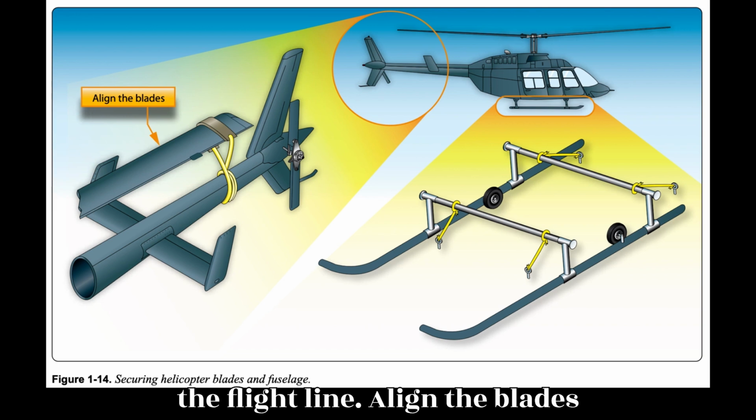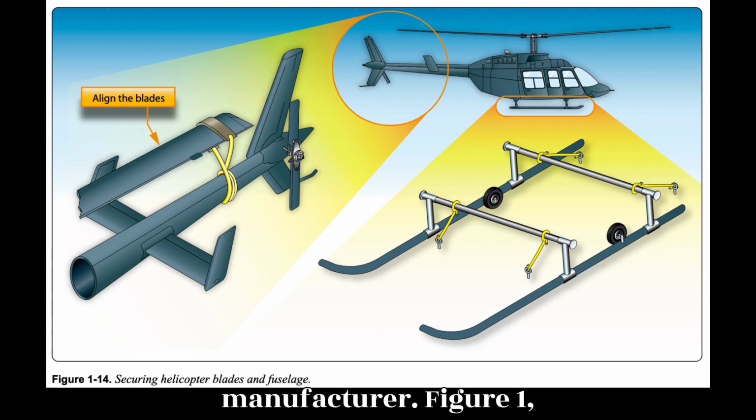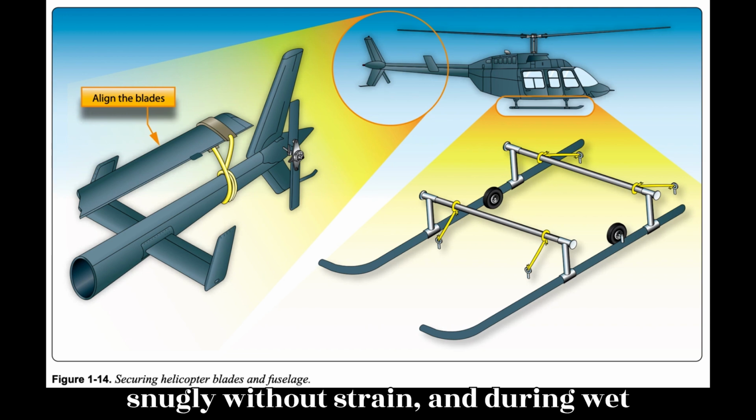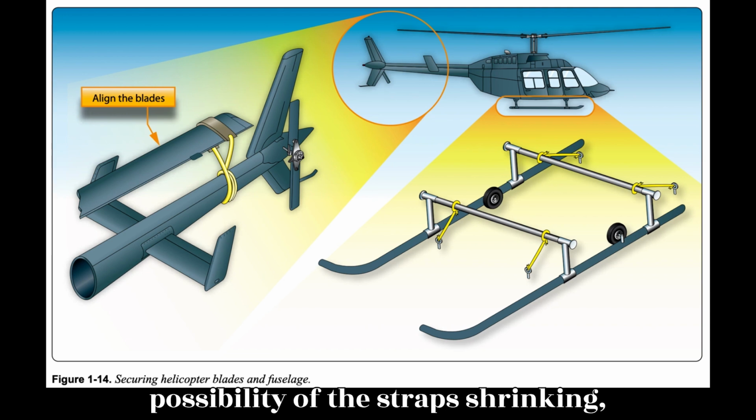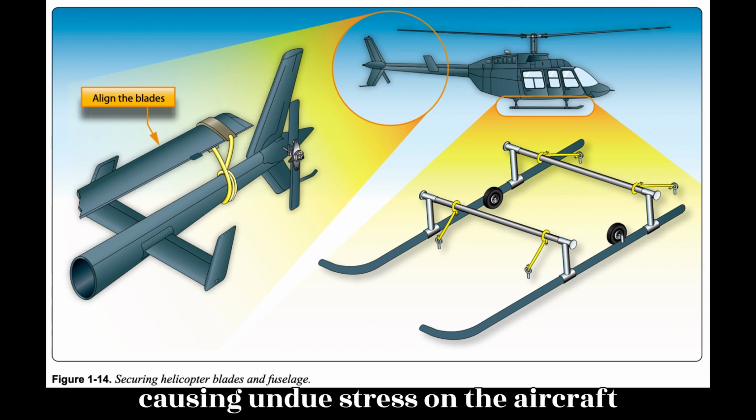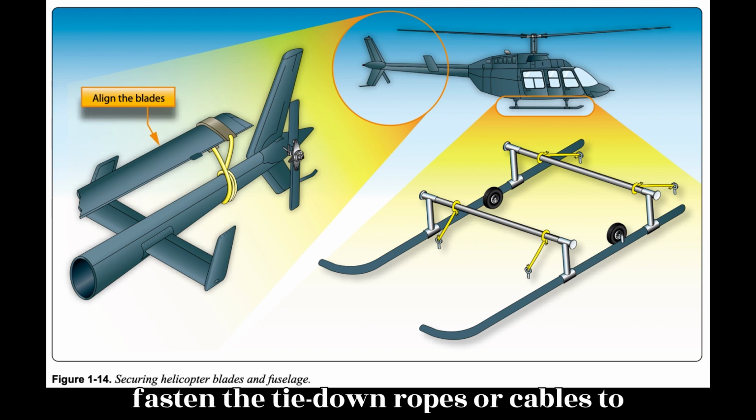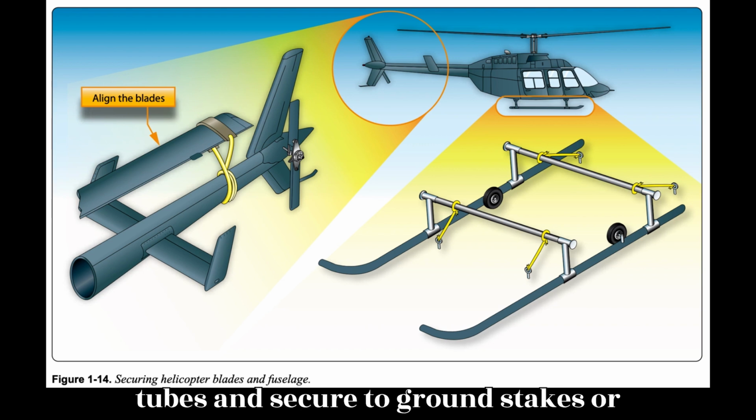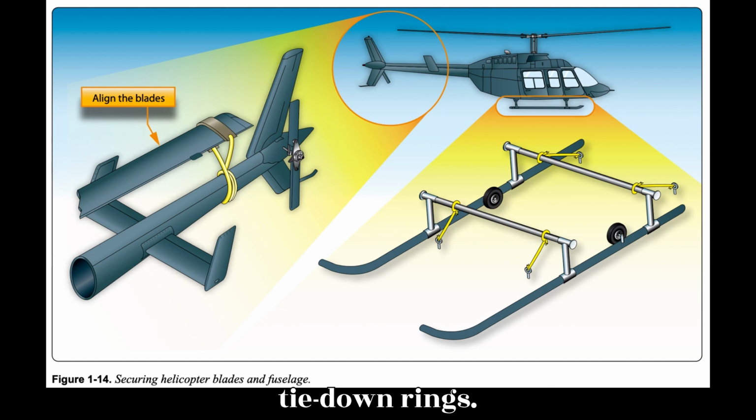4. Align the blades and install tie-down assemblies as prescribed by the helicopter manufacturer. Figure 1.14. Tie straps snugly without strain, and during wet weather, provide some slack to avoid the possibility of the straps shrinking, causing undue stress on the aircraft and/or its rotor systems. 5. Fasten the tie-down ropes or cables to the forward and aft landing gear cross tubes and secure to ground stakes or tie-down rings.